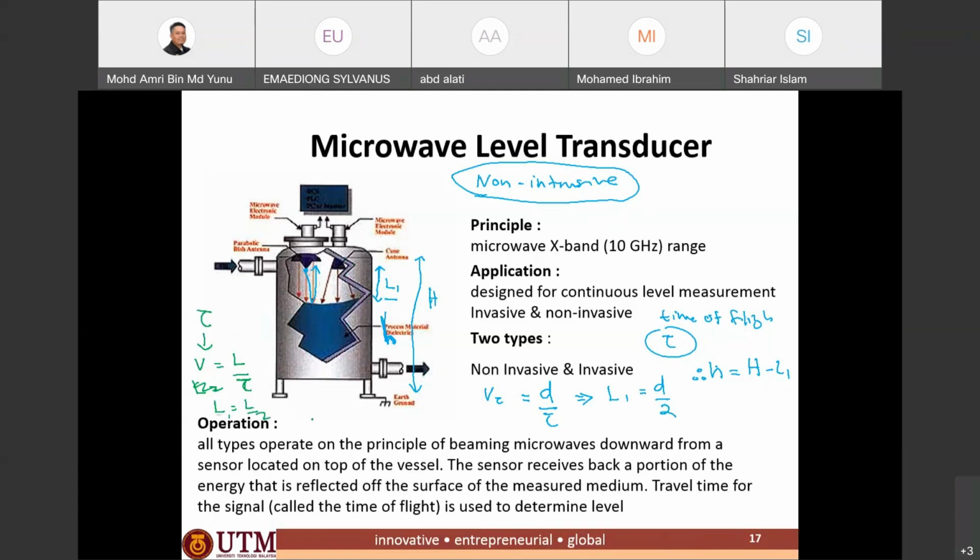Then next we can estimate the total height of the material. H will be equal to capital H, which is the total length of the vessel, minus L1, so that we know the actual height of the material.